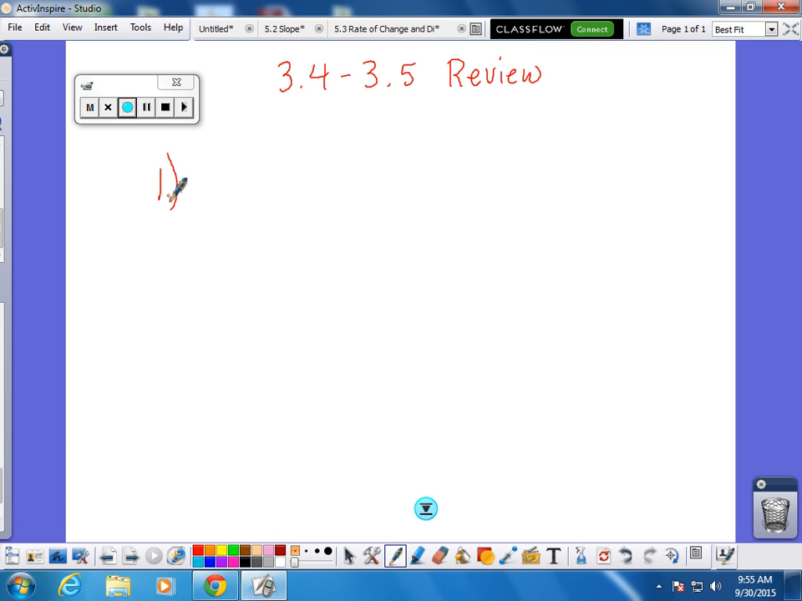Test tomorrow will look a whole lot like this. Change the numbers. Remember that the first step says to simplify, and that means to combine like terms and remove parentheses. If these are on the same side, you do not do opposites, you just put together and combine, okay?